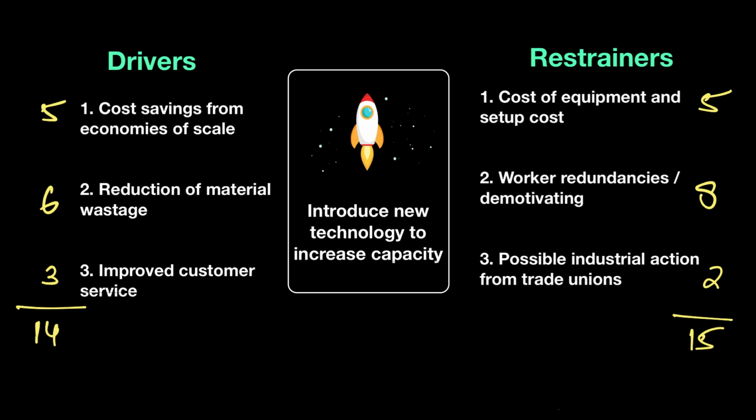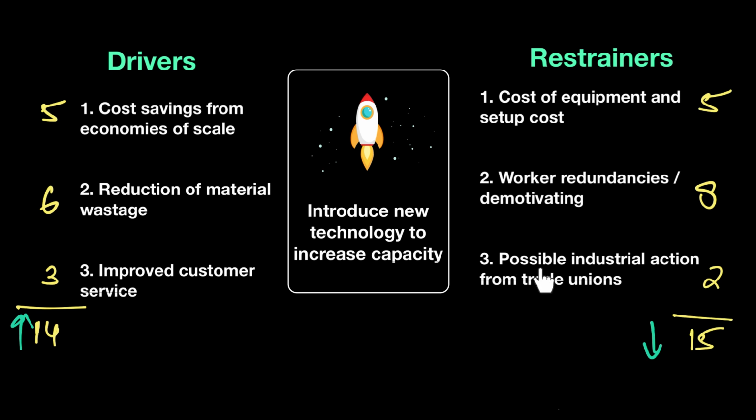Right now, I'm in a situation where my drivers are lower than my restrainers. At this point, the business cannot go ahead with this strategy. So what do you do? How do you balance this out? Well, there's only 2 ways to do this. If you think about it, the only way to fix this problem is either to reduce my restrainers or to improve my drivers, right? If I do that and I tilt the balance of this strategy, only then would I be able to go ahead with it.